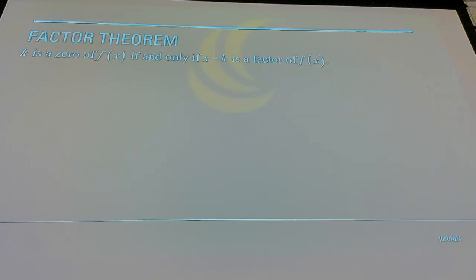It states that k is a zero of f of x if and only if x minus k is a factor of f of x. Combining that with the remainder theorem allows us to say that x minus k is a factor of f of x if and only if f of k is 0.